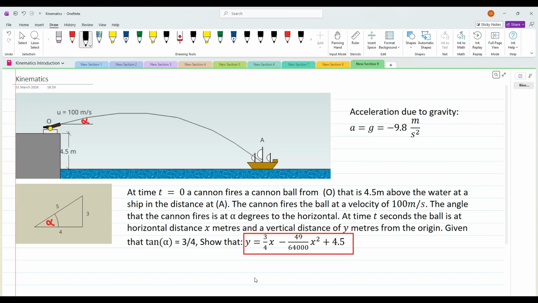At time t seconds, the ball is at a horizontal distance x meters and a vertical distance y meters from the origin. Given that tan alpha equals 3/4, show that y equals 3/4 x minus 49/64,000 x squared plus 4.5. Now let me cover a couple of things. The cannon fires the ball with an initial velocity of 100 meters per second. It does this at an angle alpha to the horizontal.